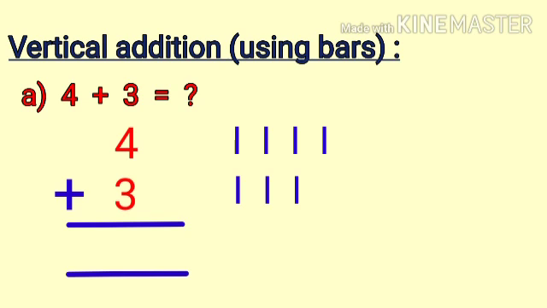Understood, children? Now, count all these bars together. By counting all these bars, we get 7. So, 7 is the result of this addition. That means 4 plus 3 is equal to 7.